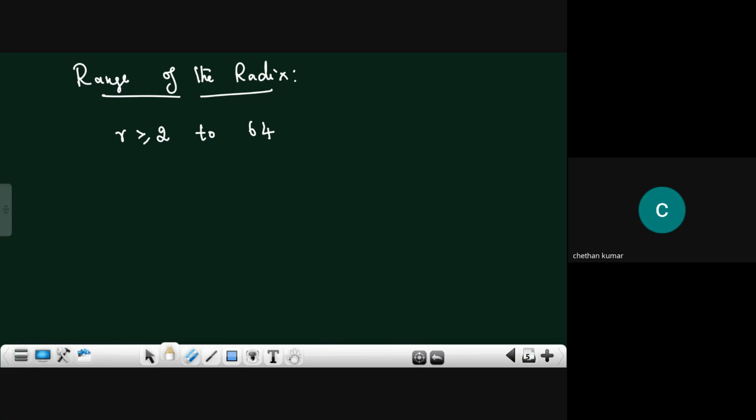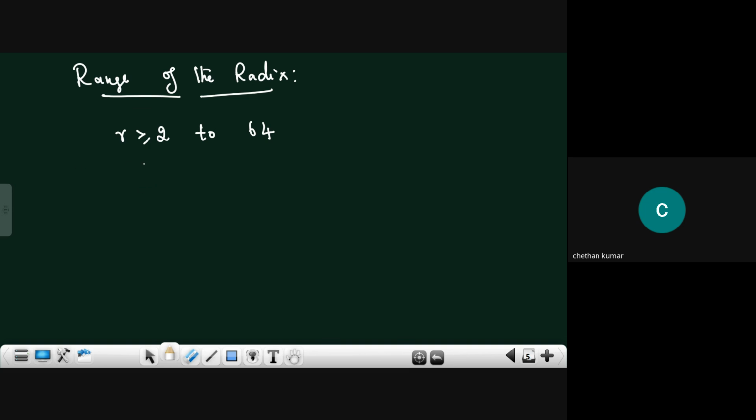So the range of the radix should start from what? Do you see any one number system? No, right? There is no one number system. So the radix should at least start from 2. It may be 3, it may be 4, it may go up to some upper limit.